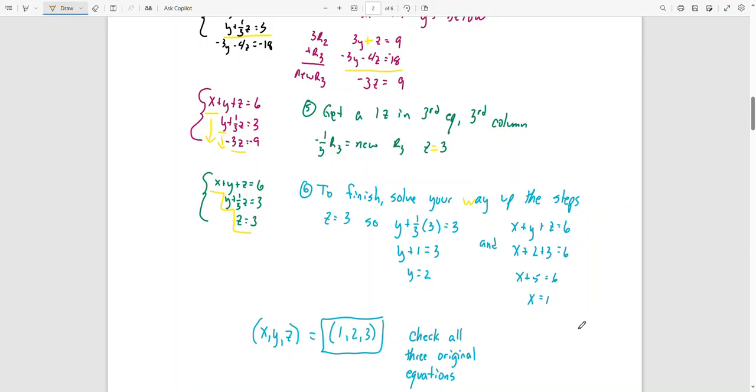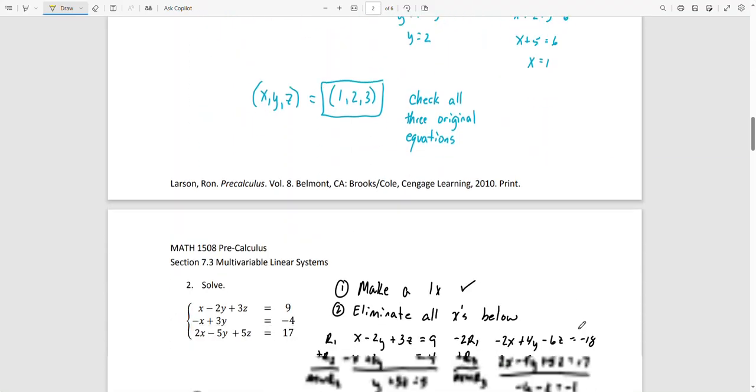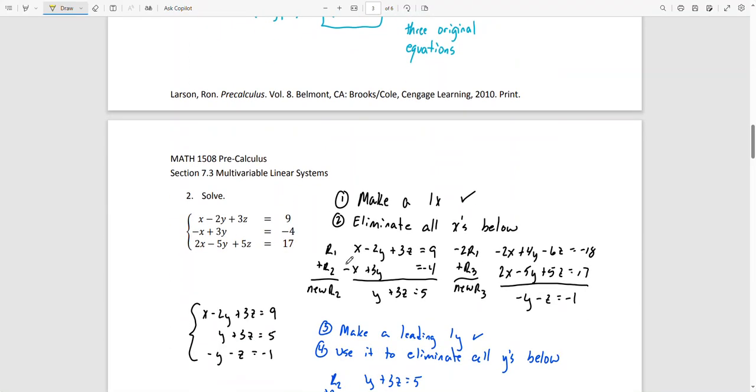Same thing every time. Make the coefficient of the first equation, the first variable 1, use that, eliminate all of the x's below. Second equation, second variable, eliminate. Third equation, third variable, eliminate. Here we go. Our system is x minus 2y plus 3z equals 9, and minus x plus 3y equals negative 4, with a final equation of 2x minus 5y plus 5z equals 17.